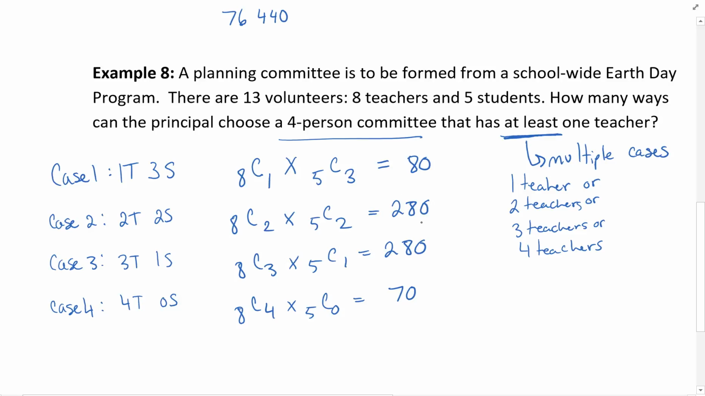Okay, so 80 plus 280, well, why am I adding? Well, it's case 1 or case 2 or case 3 or case 4, right? So if it's either or of these cases, you add them up, and you'll get the total of 710 different ways that the principal can choose that 4-person committee.